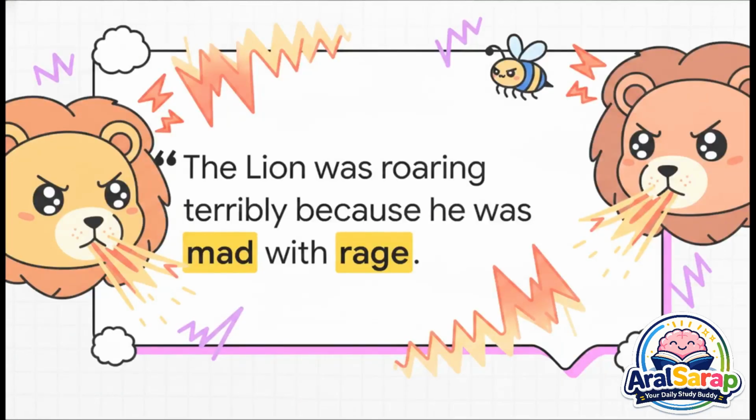Let's go back to our source text. It gives us this fantastic quote. "The lion was roaring terribly because he was mad with rage." Notice how the phrase "mad with rage" perfectly exposes the lion's intense internal emotional state for us to record in our notes. He isn't just mildly annoyed by an insect buzzing around his head. His subjective response is just absolute, overwhelming fury.